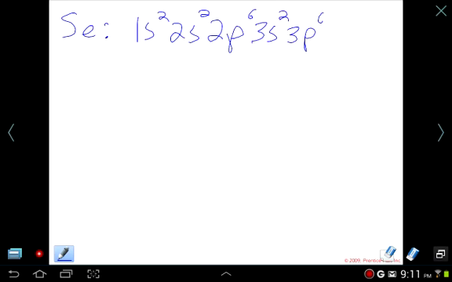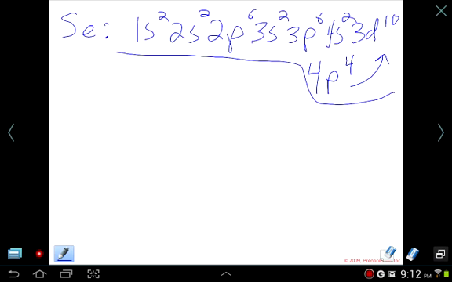So selenium's configuration will begin with 1s2, 2s2, 2p6, 3s2, 3p6, 4s2, 3d10, and finally 4p4. And we'll say that's at the end there. So this is selenium's configuration.